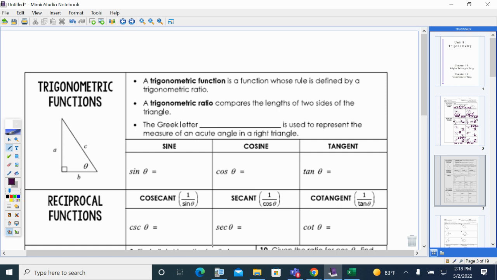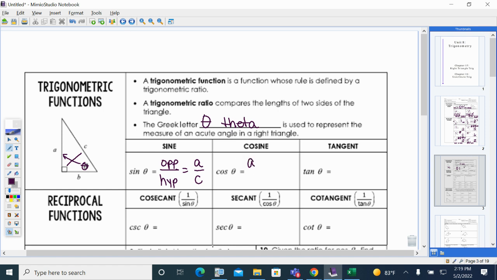The Greek letter theta is used to represent the measure of an acute angle in a right triangle. Sine theta is always going to be opposite over the length of the hypotenuse. So in this triangle over here to the left, if this is theta, the side opposite would be A. And the hypotenuse, remember the hypotenuse is easily identified because it's the side across from the right angle.